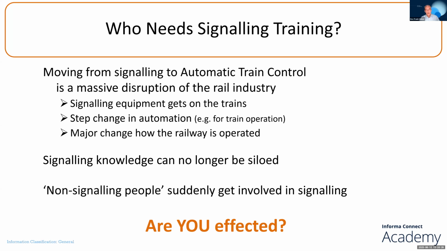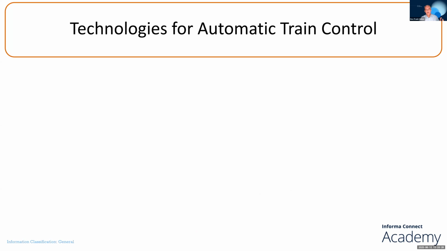So let's have a look at which technologies are there for automatic train control or for modern train control, whatever you want to call it. There are basically 2 mainstream technologies on a global level. That means that you can have pretty much any country in the world, for example, Australia, and you will be able to tender for and purchase any of those 2 global mainstream technologies.